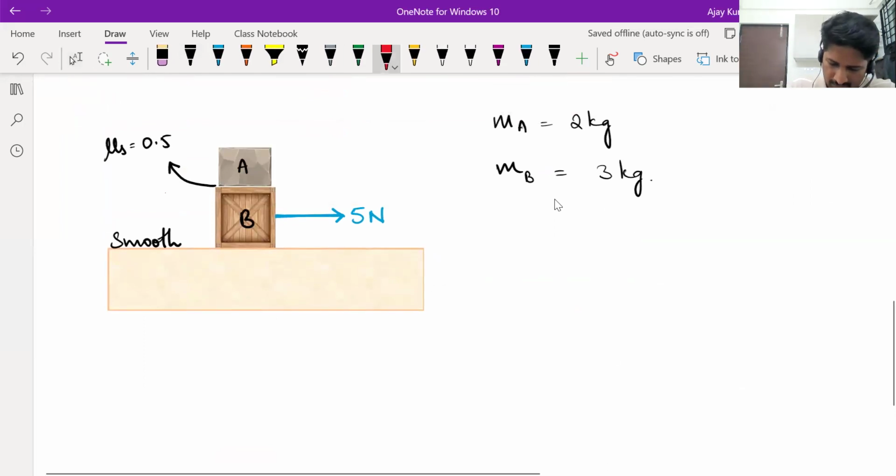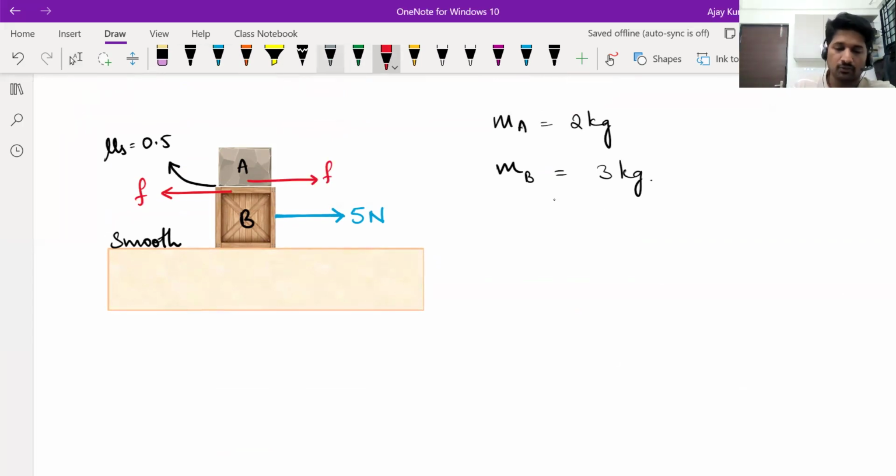Finally, we can conclude that what is going to happen is something like this. There will be some friction acting on B, there will be some friction acting on A. And these two blocks are going to slide together. That much we can tell for sure now. For some amount of friction, which is less than 10 newtons itself, these two blocks will slide together, let's say with a common acceleration of a.